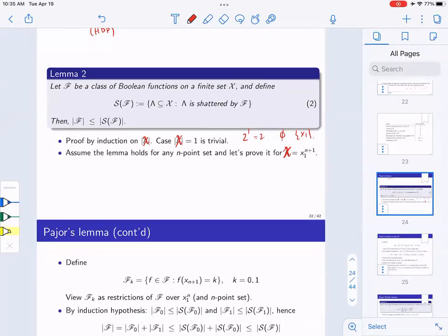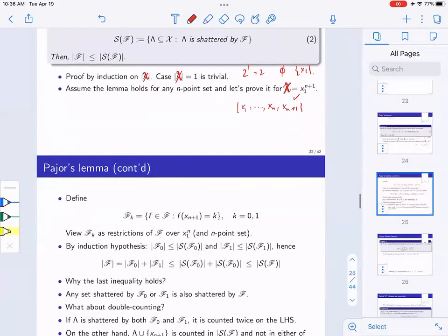the base case. And then we prove that, assume now by induction that you have the result for n-point sets. For any n-point set, you want to prove it for any n plus one point set. So suppose x is x1 up to xn plus one. It's like x1 up to xn and xn plus one. And I know that the result holds for any n-point set.